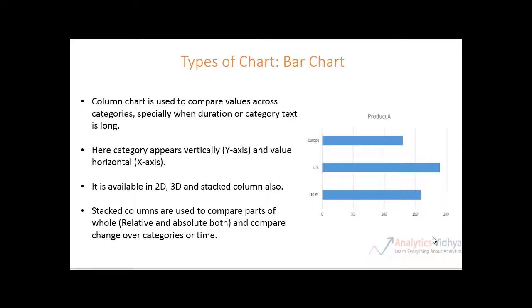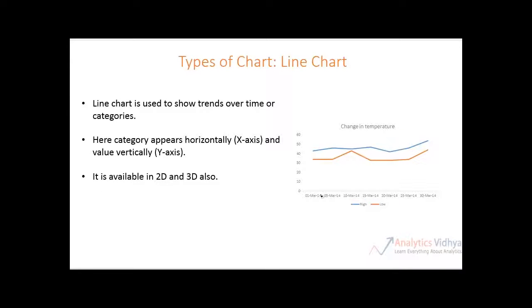Let's understand bar chart. Bar chart is similar to column chart except the values are represented on the x-axis and the categories on y-axis. It is used to show values across categories when duration or category value is long. So we have already performed an exercise on bar chart. Moving further, the next chart is line chart. Line chart is used to show trends over time. In line chart, category is represented by x-axis and the values are represented on y-axis. Let's move to Excel and do it practically.